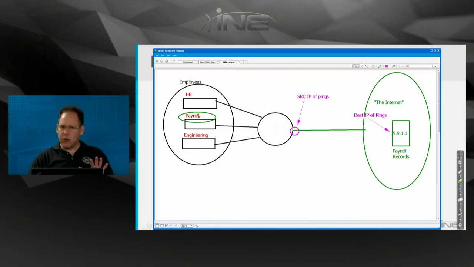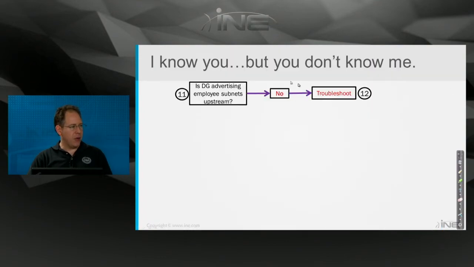But the payroll department is still complaining they can't reach this IP address, this website. So now we have to ask ourselves, okay, what subnet, what network does the payroll department live in? Maybe there's a problem with that network. In other words, maybe the routers on the internet all leading to the server don't know about the payroll's network. They don't know how to reply back to the payroll's network. And that's what we're talking about here. I know you, but you don't know me. In other words, I know how to get to that payroll server, but it doesn't know how to reply back to me.